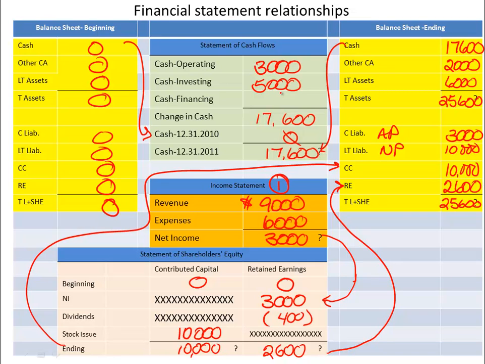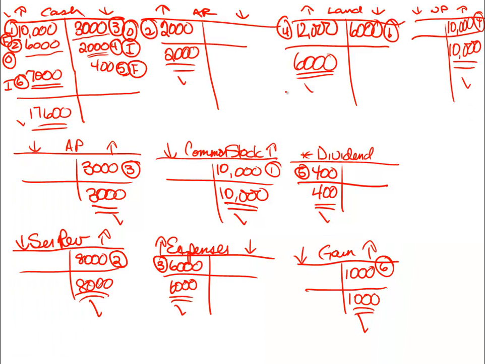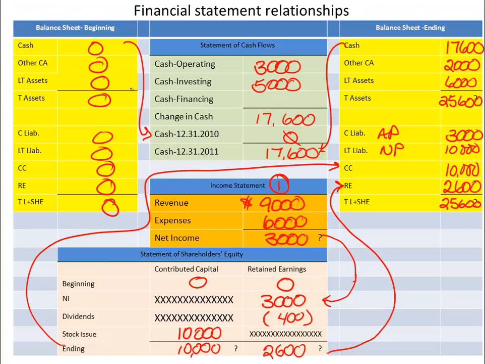Finally, looking at financing, I see that financing was that number 1 where we sold stock of $10,000. So cash came in of $10,000 for financing. And then in number 5, we paid dividends of $400. So $10,000 minus $400 is $9,600. So we had a cash inflow of $9,600 from financing activities, or changes in long-term liabilities and shareholders' equity accounts. And if I total that up, guess what? We get the change of cash of $17,600.